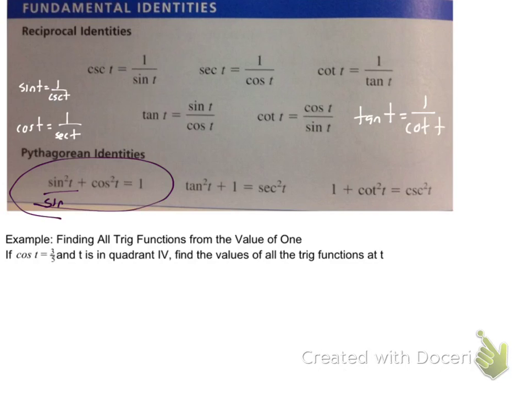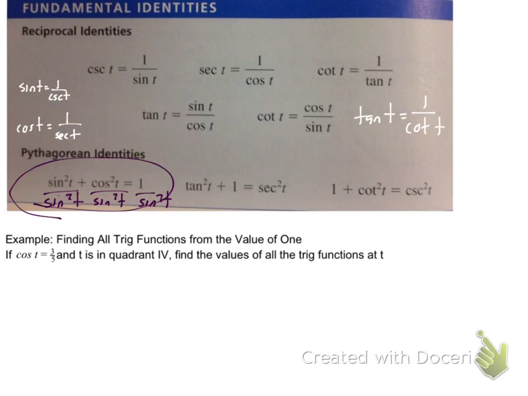What happens if I divide by sine squared of t? If I divide everything by sine squared t, what's sine squared divided by sine squared? 1. What's cosine squared divided by sine squared? Cotangent squared. And 1 over sine squared is cosecant squared. I can build the other two by dividing by cosine, because sine squared divided by cosine squared is tangent squared. Cosine squared divided by cosine squared is 1, and 1 over cosine squared is secant squared. So you can build the other two based off of sine squared plus cosine squared equals 1. The Pythagorean identity, okay?